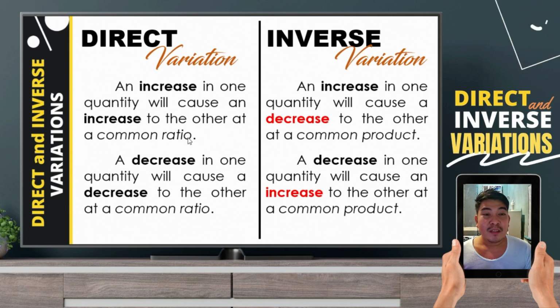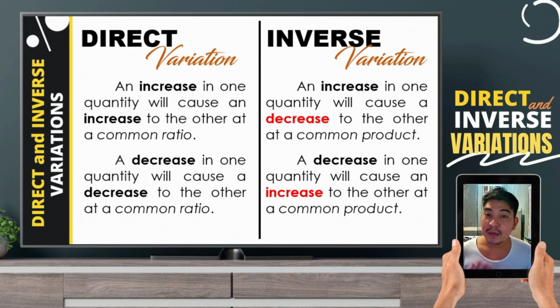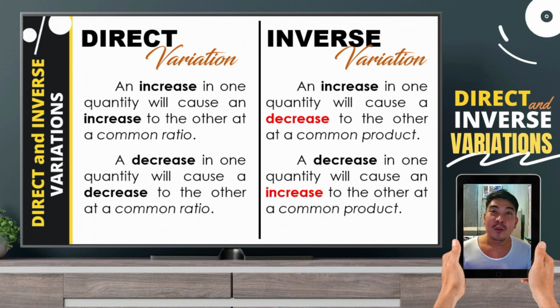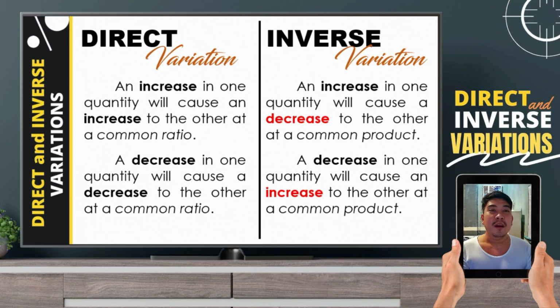Okay? So sa direct, meron tayong common ratio, same direction, same increase or same decrease. Pagdating sa inverse, magkaiba yung direction ng quantities. Yung isa tataas, yung isa bababa. Or yung isa bababa, yung isa tataas. But this time at a common product.